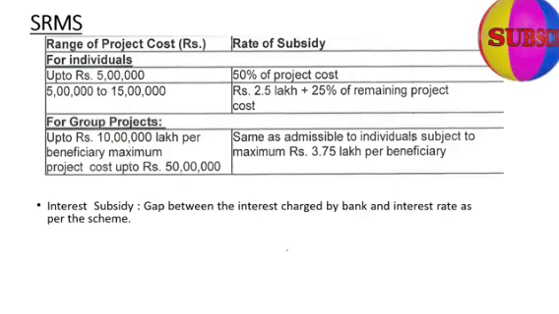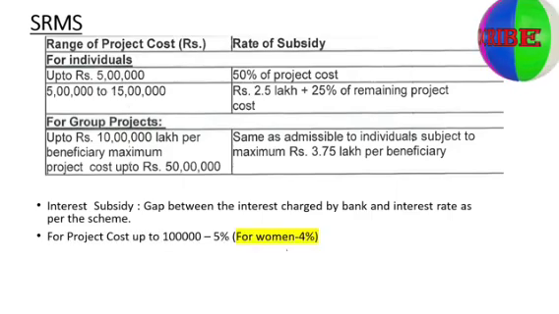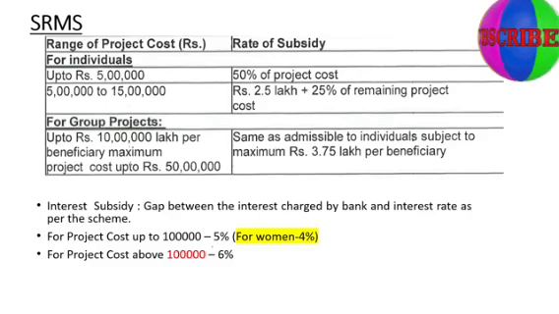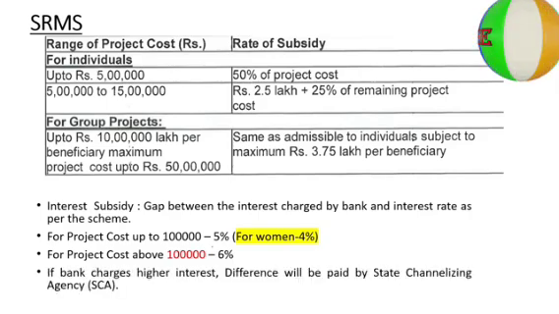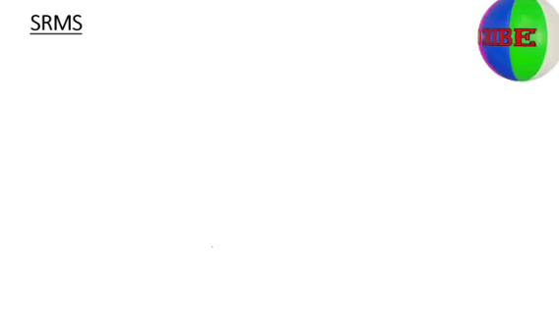Okay. Interest subsidy is the gap between the interest charged by the bank and the interest rate as per the scheme. For project cost up to 1 lakh, it is 5%. For women, it will be 4%. And for above 1 lakh, it is 6%. If the bank charges higher interest, the difference will be paid by the state channelizing agency. So the rate of interest up to rupees 1 lakh is 5%, for women it is 4%, and for project cost above 1 lakh, the rate of interest is 6%. If the bank rate is more, the difference will be paid by the state channelizing agency.